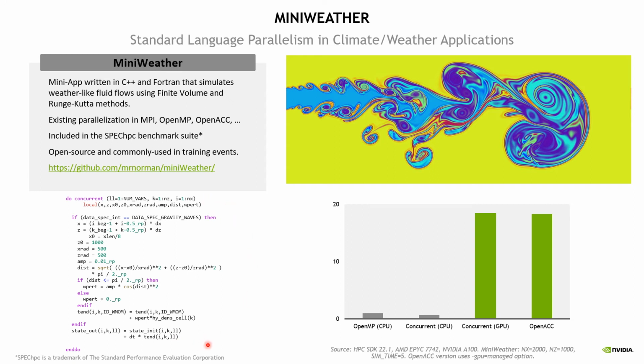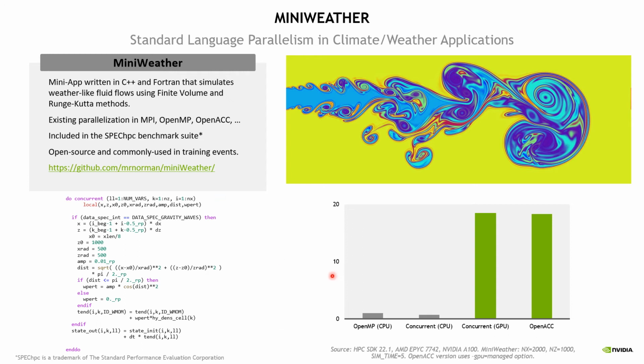If you're not familiar with the do concurrent syntax, this would be a triply nested do loop with standard Fortran do loops, and here I've put them together to inform the compiler that across all of the iterations of the LL, the K, and the I loops, these iterations can be run in any order, and so the compiler is free to parallelize them.